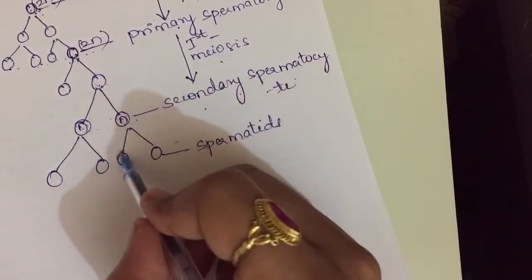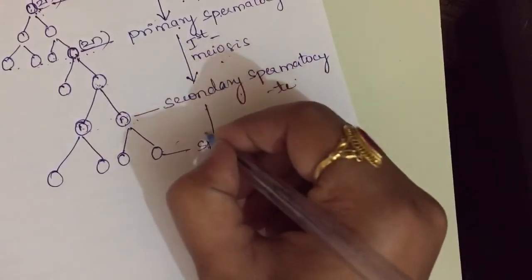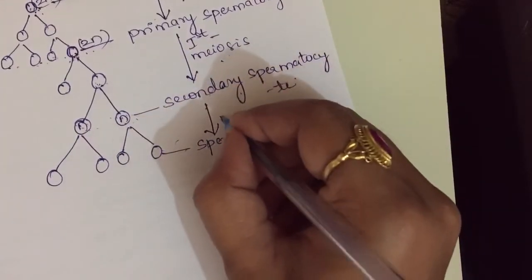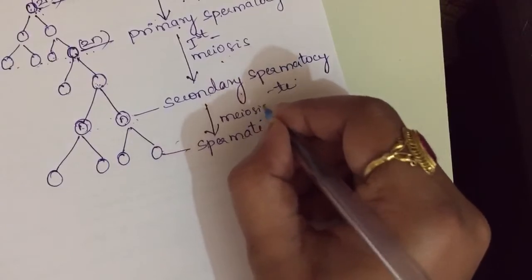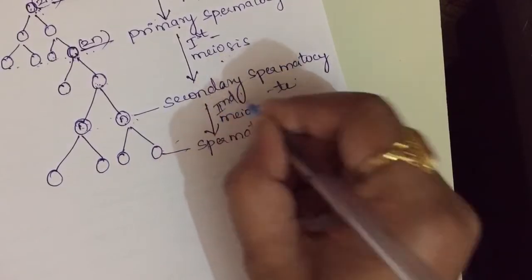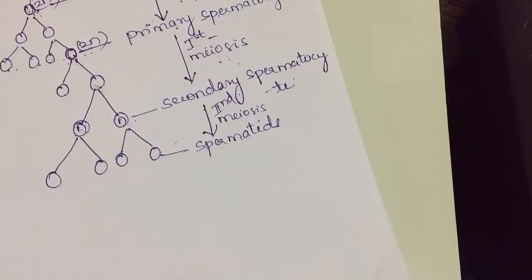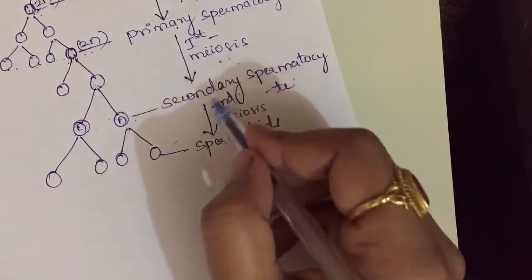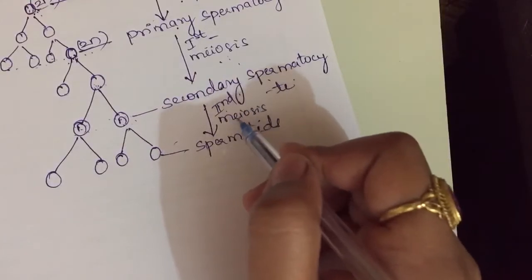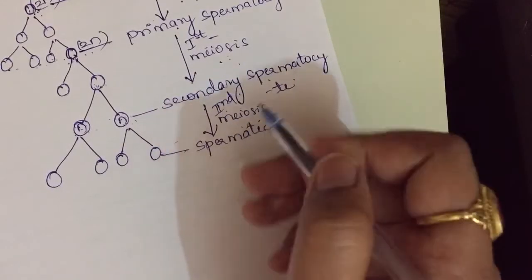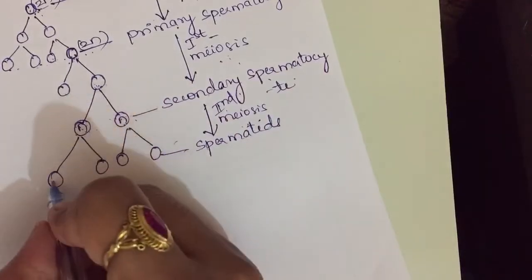Now when it has been formed, it continues with meiosis, second meiosis. First meiosis completed here, which has led to the formation of haploid secondary spermatocytes, and these secondary spermatocytes are undergoing meiosis once again, that is second meiosis. So again these spermatids will be haploid.